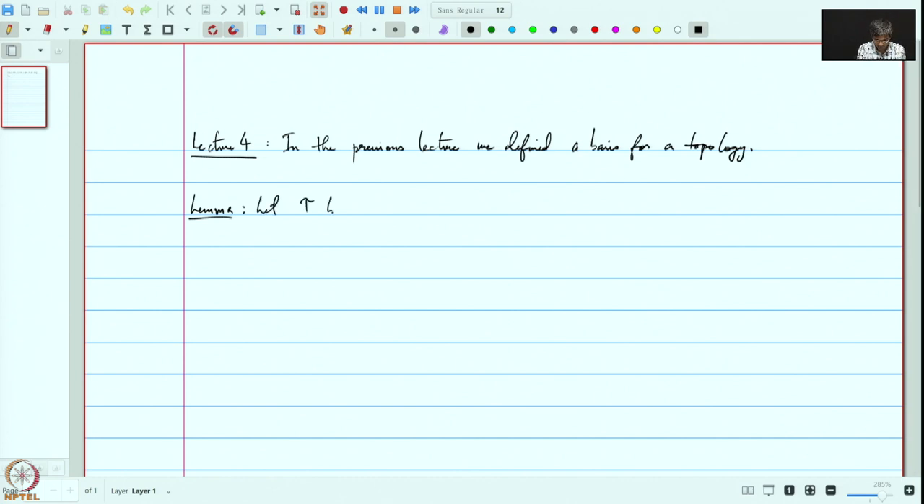Let tau be a topology on X, and let B be a basis for tau. Then the union over all elements of B is equal to X. So let us prove this.